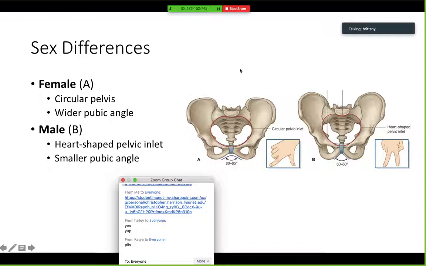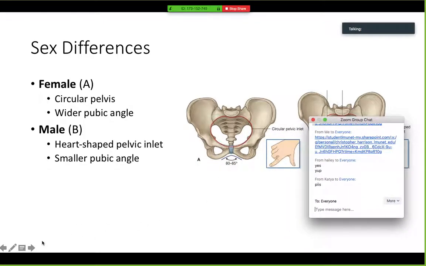So this was a test question last year. Make sure you know the difference between the female and male pelvis. Females are going to have a more broad circular pelvis, so they can fit the head of the baby down there, and a wider pubic angle. And then males have more of a narrow heart-shaped pelvis and a smaller pubic angle. Definitely do not worry about the degrees. That is not important, at least at this point. I mean, if you were an OB, maybe it is.